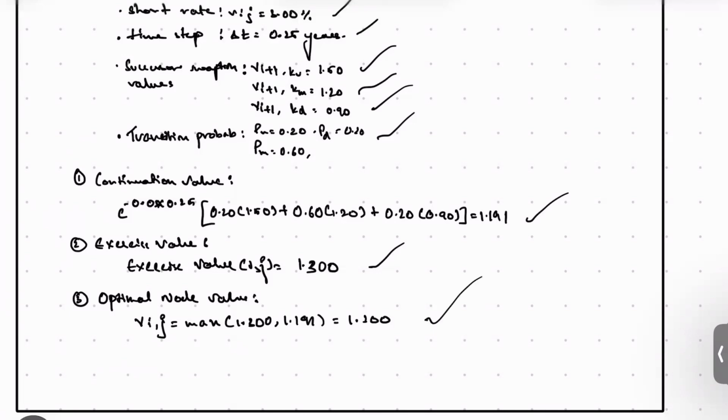So the final swaption value at node (i, j), denoted by V(i, j), is equal to 1.300. In this example, since the exercise value exceeds the continuation value, the optimal decision at the specific node is to exercise the swaption. The value stored at this node for subsequent backward steps is therefore the exercise value.